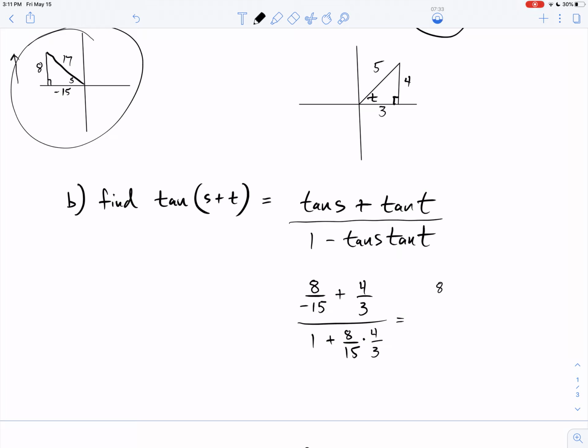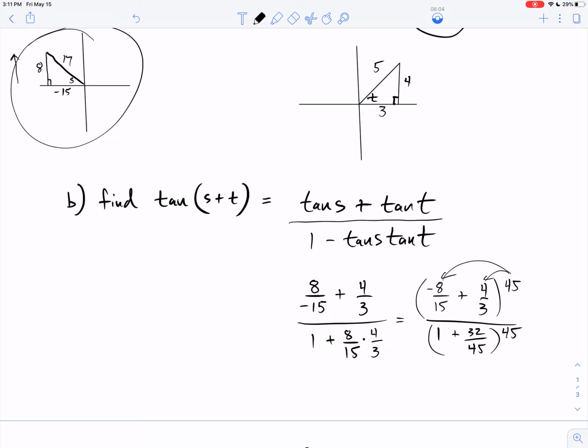So I'm going to say I have negative 8/15. I'm going to put the negative on the top because it's my prerogative. On the bottom, I got 1 plus 32/45. And then, hey, they all go into 45. So I'm just going to multiply everything in the top by 45, everything in the bottom by 45. You don't have to do it this way. You could have just added the fractions. But I think this is going to be faster anyway.